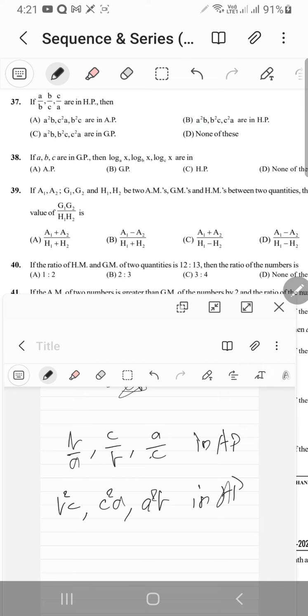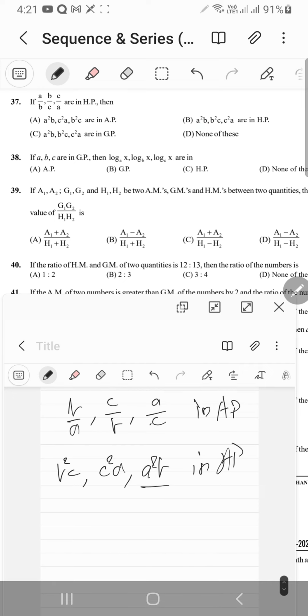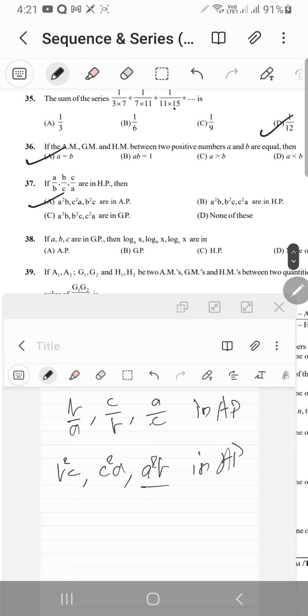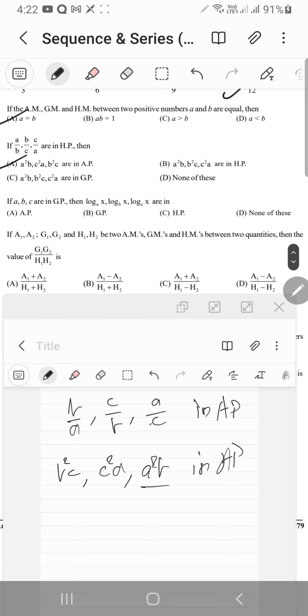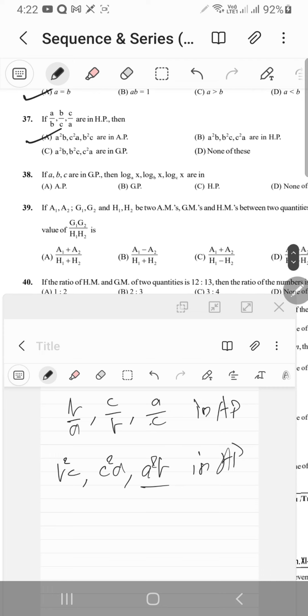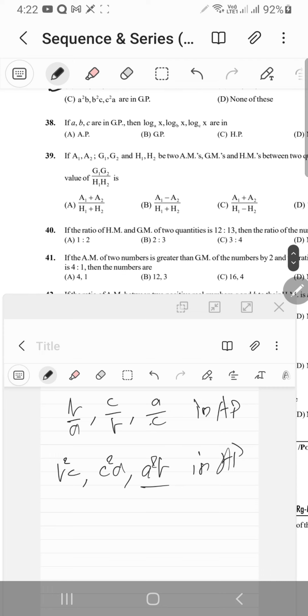So B squared C. You don't start with B squared C anywhere. Start with A squared B then. A squared B, A squared B, A squared B. Then C squared A. Not there. Oh, this is not in AP. Wait. Oh, this is C squared A. Fine. And then B squared. Yes, this is correct. What about this one? A squared B, B squared C, C squared. No, that's just wrong. Yeah, fine. Next.